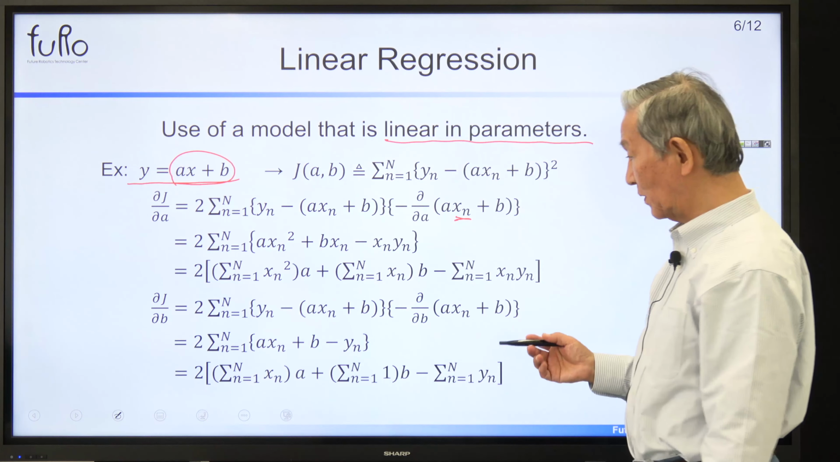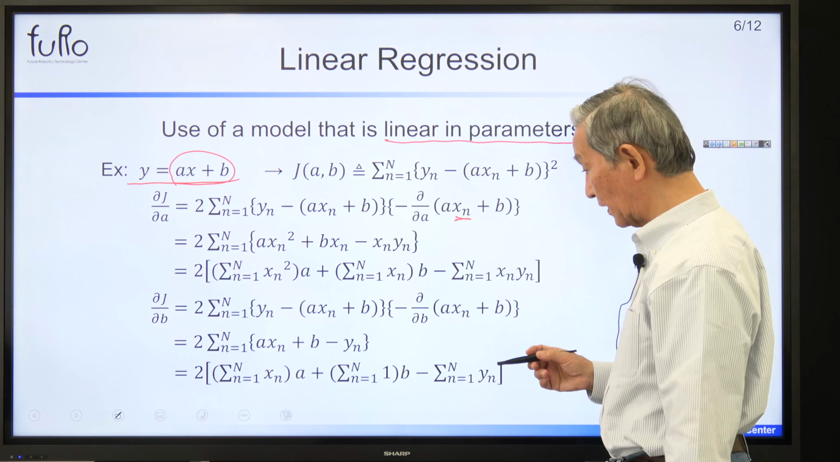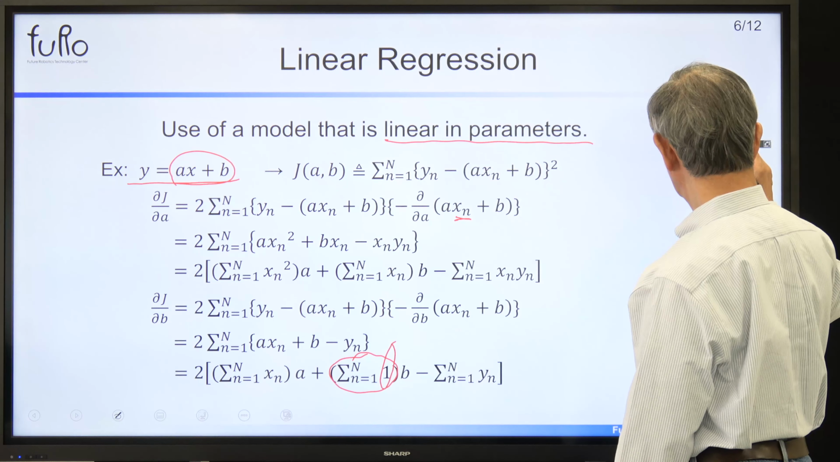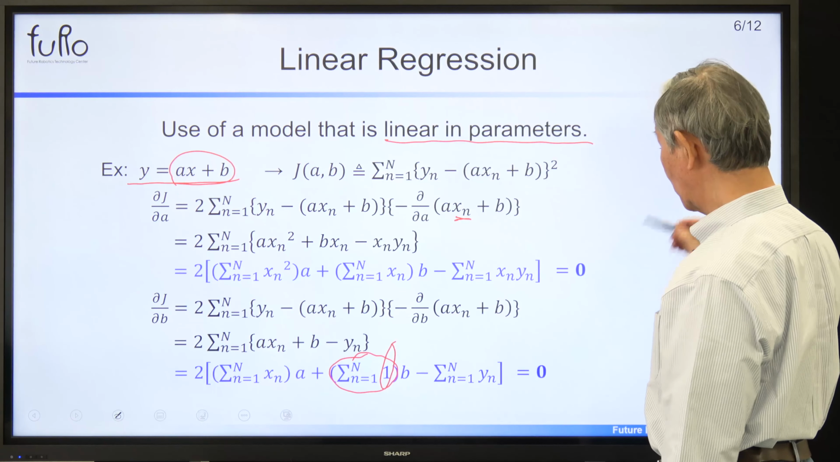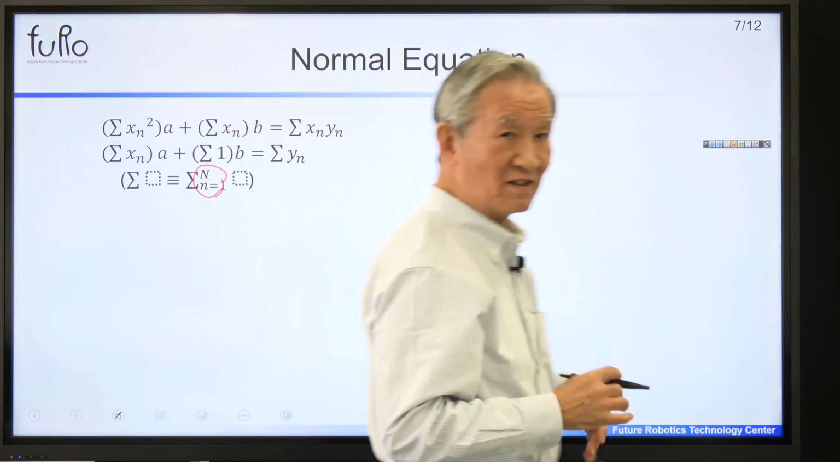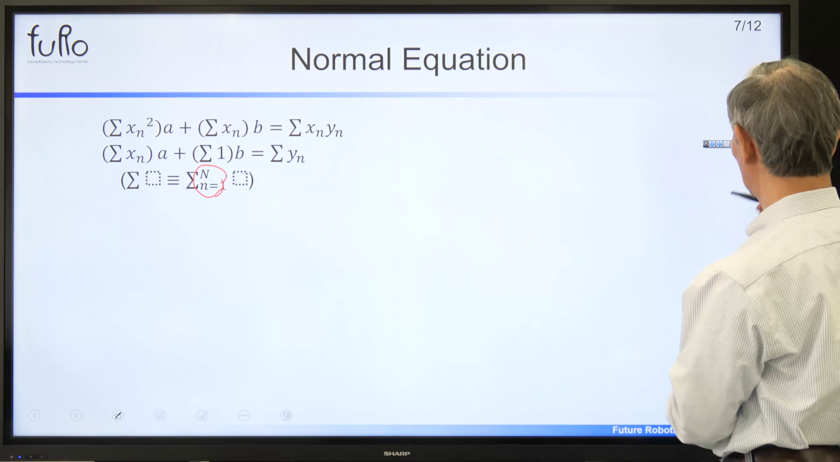Here, probably one thing I should mention is that you have summation of b. If you take b out of the summation, because b has nothing to do with the summation, then what's left is 1. So you are adding 1 here. Okay. So setting those 2 equal to 0, we get those equations. You have 2, you can just get rid of that, and you can move this term to the other side, and this is what we got. We know that small n changes from 1 to capital N, so let's forget about that. Mathematicians are lazy, okay? So I'm lazy, so let me forget about that.